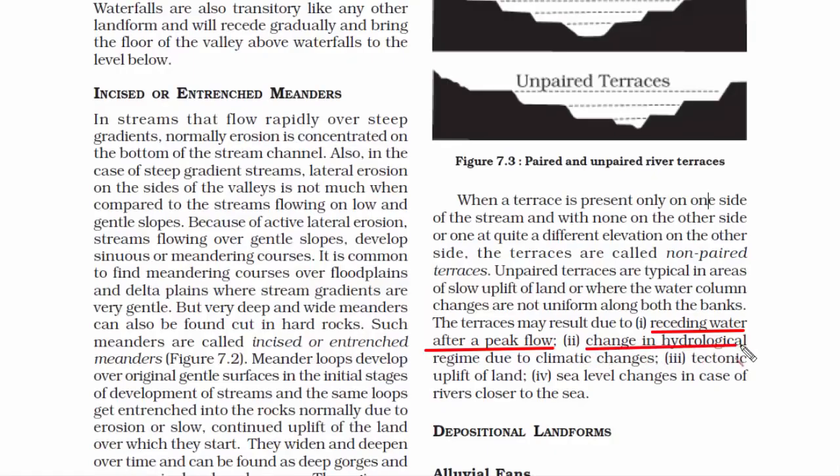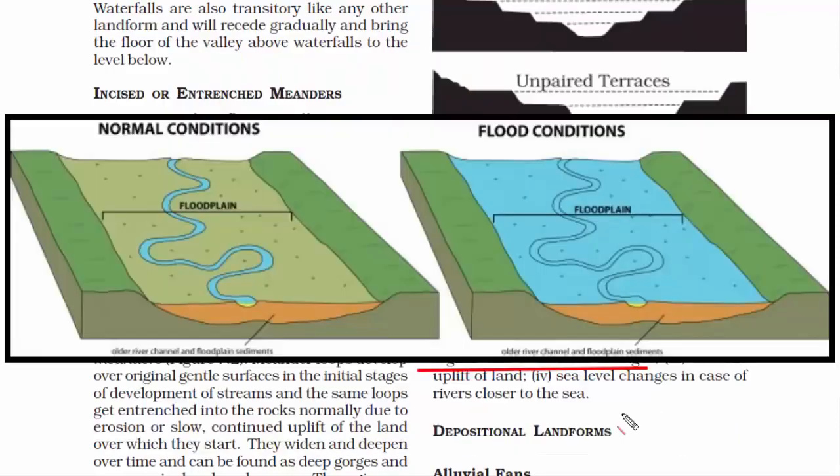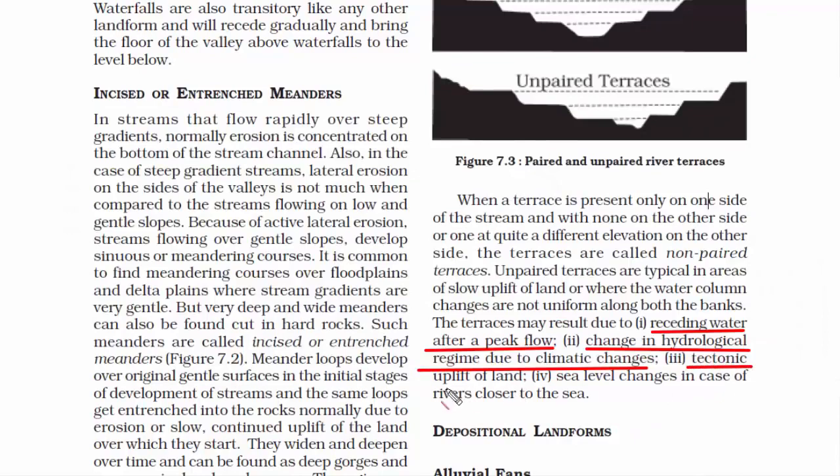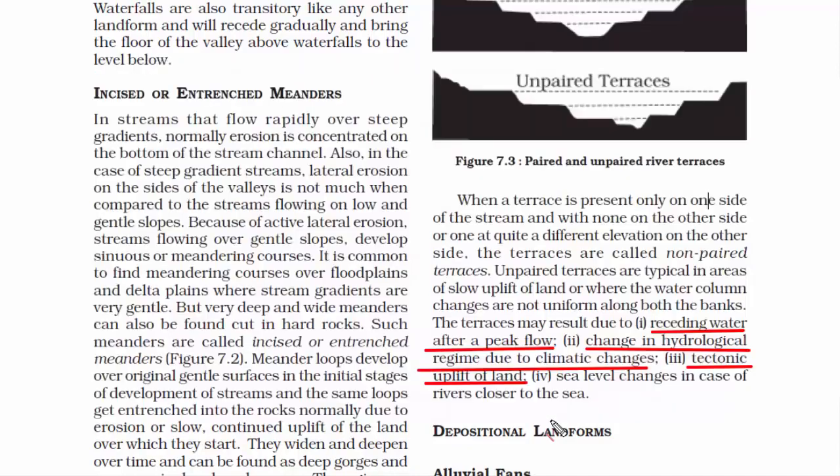The second one is change in hydrological regime due to climate changes. Now with regard to climate change, there's always a concern about an increase in ocean water, and that can cause flood, which in turn will cause unpaired terraces. The third reason behind unpaired terraces is tectonic upliftment of land. When a portion of Earth's surface is uplifted due to tectonic activity, that causes a huge change in the flow of the river. When there is a change in the flow, that will cause unpaired terraces.